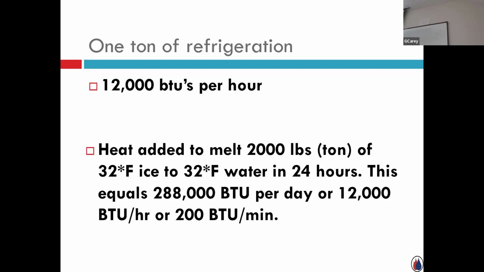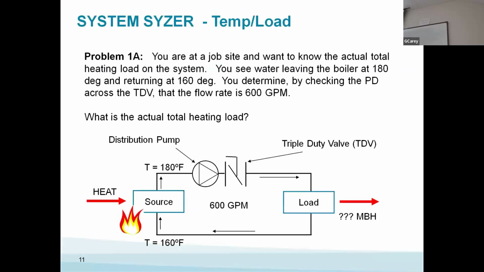It really goes back to the old days when they were using ice for cooling. The heat added to melt 2,000 pounds of 32-degree ice and change its state to 32-degree water in a 24-hour period equaled about 288,000 BTUs for the day, or 12,000 BTUs per hour. And it stuck: melting, converting ice solid to a liquid at the same temperature, 288,000 BTUs a day, 12,000 BTUs an hour, became a ton of air conditioning, a ton of cooling, and it just kind of stuck in the industry.